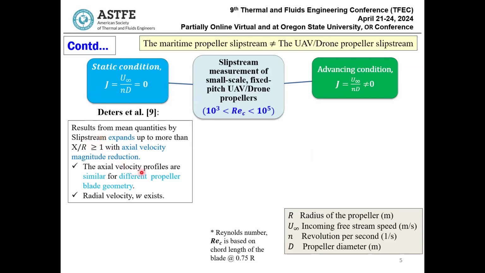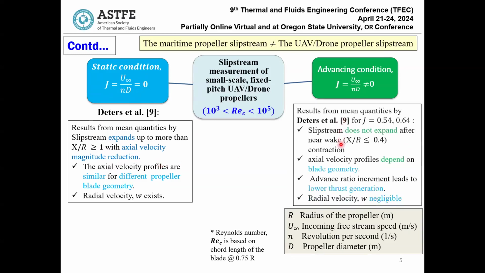Also, using different blade geometry doesn't much affect the axial velocity profile downstream of the propeller. But in advancing condition, they found that the slipstream does not expand more than 40% radius distance from the plane of rotation. And the axial velocity profile is highly dependent on blade geometry, and when the advance ratio increases, there is lower thrust generation.